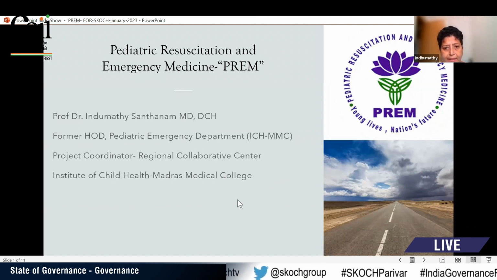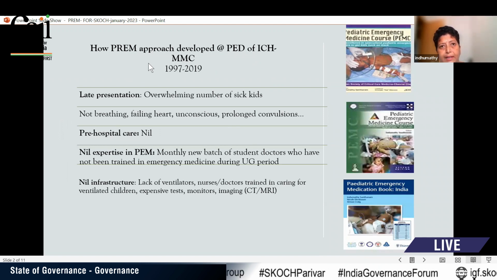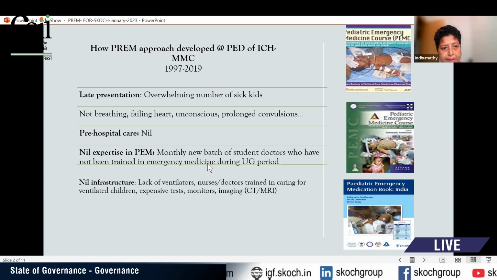I have worked as a professor of pediatric emergency department at the Institute of Child Health, Madras Medical College. The PRAME approach, pediatric resuscitation in emergency medicine, is the acronym. PRAME in all Indian languages means love. The approach was developed after seeing a huge number of very seriously ill children coming to the government children's hospital. These children were not breathing, had failing hearts, were unconscious, had prolonged seizure activity, and had received virtually zero pre-hospital care.